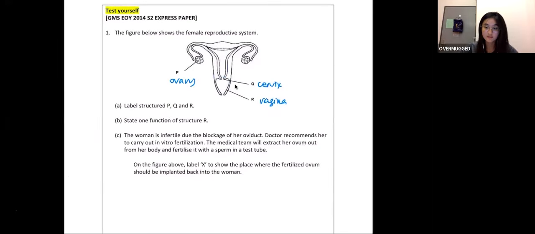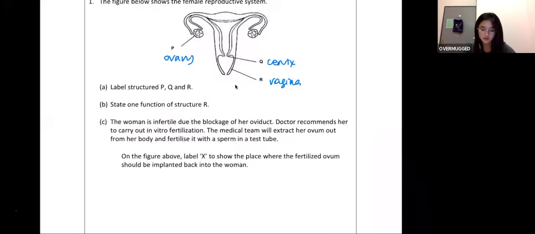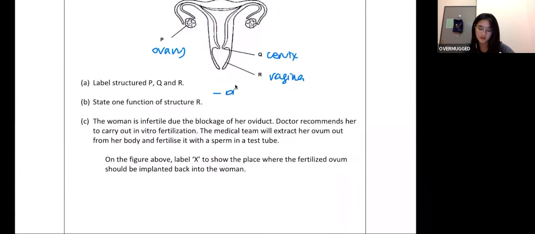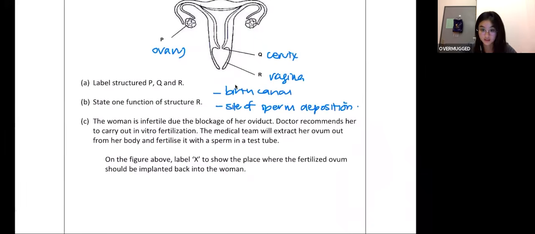Now, state one function of structure R. So there's a few functions that you can talk about for the vagina. So one will be, okay, it is the birth canal. All right, it's the birth canal. You can also say that it's the site of sperm deposition. So this is where sperms are deposited.